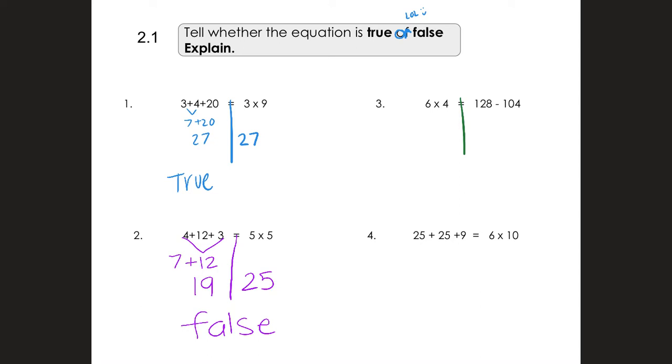I know that 6 times 4 is 24. And now I have to see if the other side also equals 24. So I have to subtract. 8 minus 4, 2 take away 0, and 1 minus 1 is 0. If this is true, both sides of the equal sign have the same number.